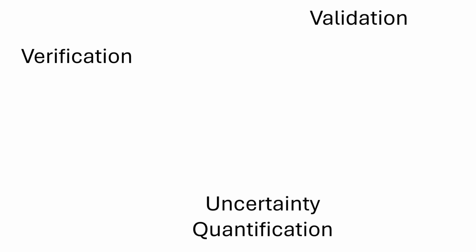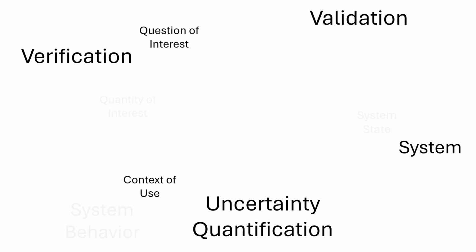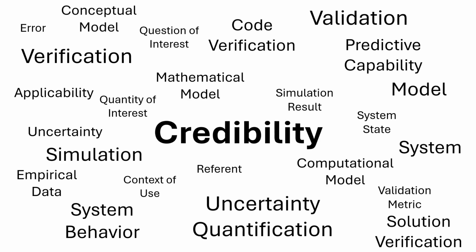Verification, validation, and uncertainty quantification is a field with specialized terminology that can sometimes seem a bit overwhelming. The subtle nuances of these terms are essential for conveying precise information. However, if everyone isn't on the same page, it can quickly lead to confusion.